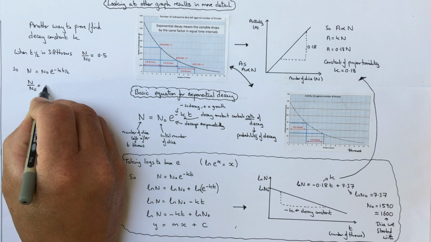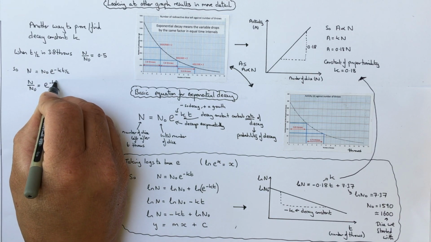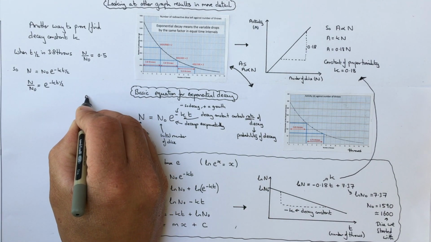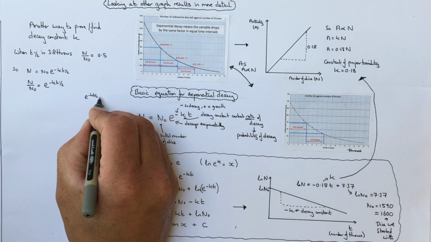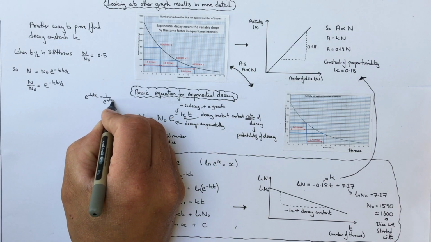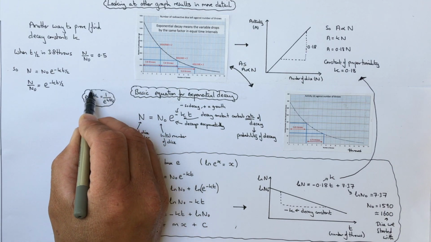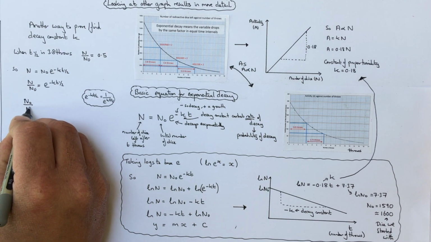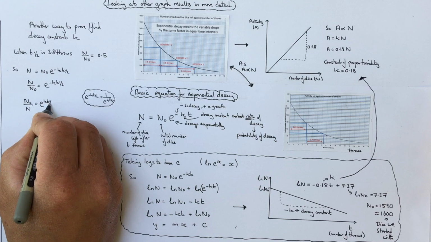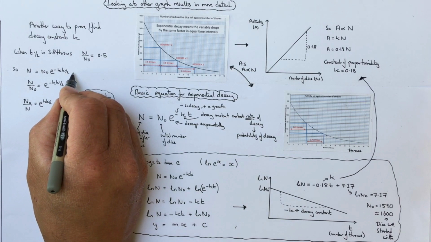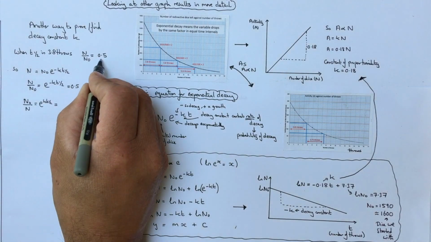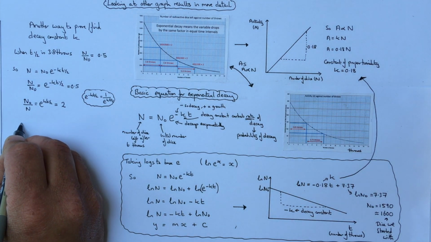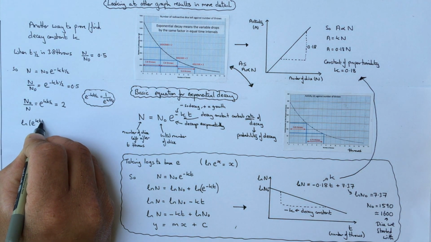Dividing through by N0 gives us N over N0 is equal to e to the minus k t to the half. Don't forget, a negative power is actually an inverse relationship. So e to the minus k t to the half is actually equal to 1 over e to the k t to the half. This means we can get rid of the negative sign by inverting both sides of the equation above. Now N over N0 will be equal to 0.5, which means if we invert that, that gives us a value of 2. So taking logs of both sides of the equation gives us the following.